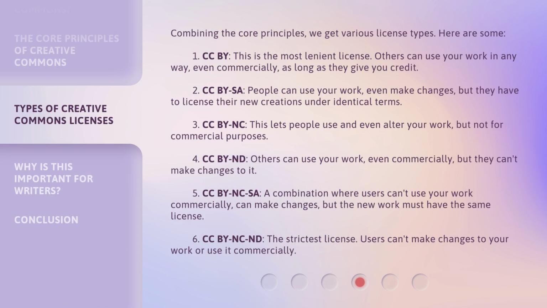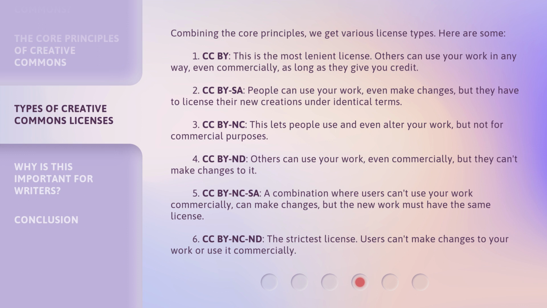Combining the core principles, we get various license types. Here are some. 1. CC BY. This is the most lenient license. Others can use your work in any way, even commercially, as long as they give you credit. 2. CC BY SA. People can use your work, even make changes, but they have to license their new creations under identical terms. 3. CC BY NC.